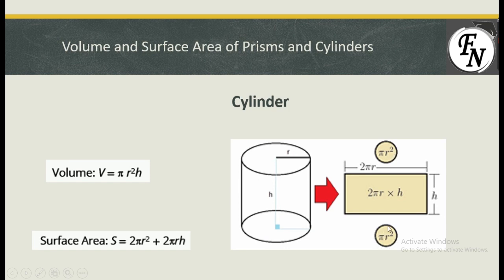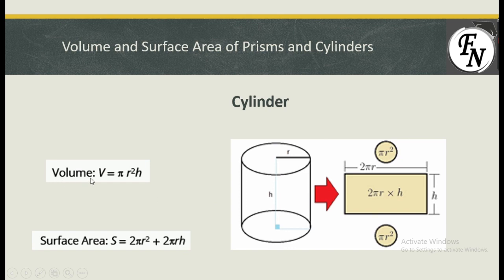To calculate the area of this part, it is pi r square, as it is the area of a circle, and the other circle is pi r square as well. So to calculate the surface area, we add these two, so it is 2 pi r square. And the rectangular part, which I have opened from the middle, has a length of 2 pi r and a height of h. So 2 pi r into h is the other part of the surface area, and when I add them both, I obtain the total surface area of this cylinder.